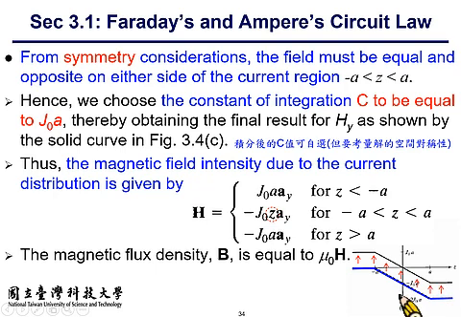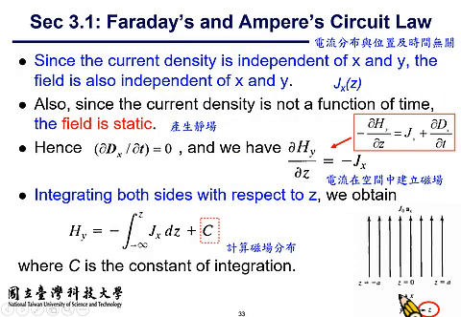Why? Well, because from the integral, J sub 0 only exists from minus a to a. So if z is greater than a, it will end up 2 times a times J sub 0. Okay?